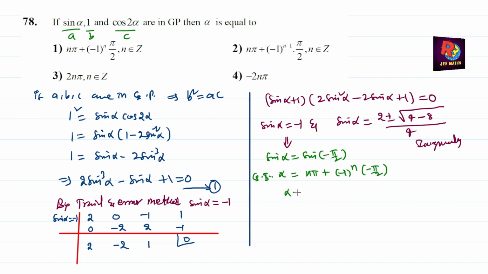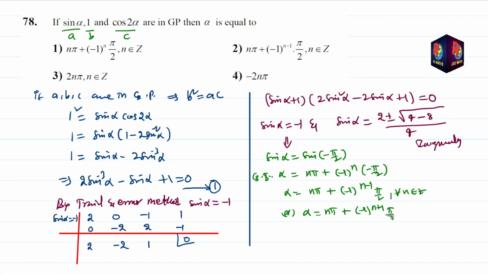So alpha value equals to n pi plus minus 1 whole power minus 1 into pi by 2 for all n belongs to Z, or else alpha value equals to n pi plus minus 1 whole power n plus 1 into pi by 2 for all n belongs to Z. So in this, the second option is the correct answer. So option 2 is the correct answer.